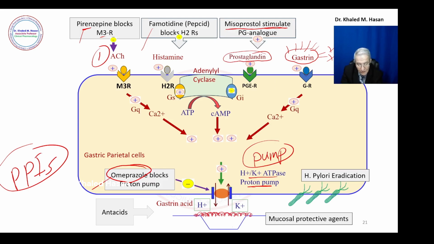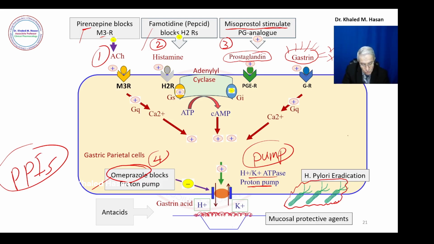So now we have number one, M3. Number two, H2 blocker. Number three, prostaglandin analog. Number four, proton pump inhibitor. Then number five. Before we go to number five, you can see here we have Helicobacter pylori, and this is one of the most common causes of peptic ulcer disease. So in this case, when we do the endoscopy and take the biopsy, the biopsy confirms Helicobacter pylori.